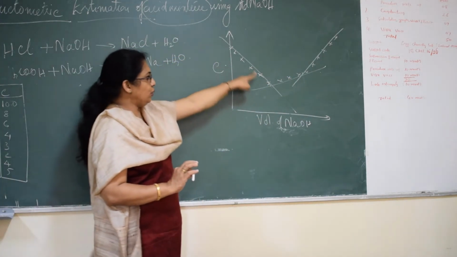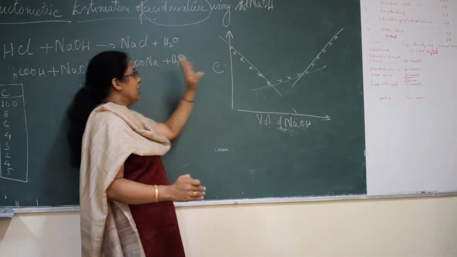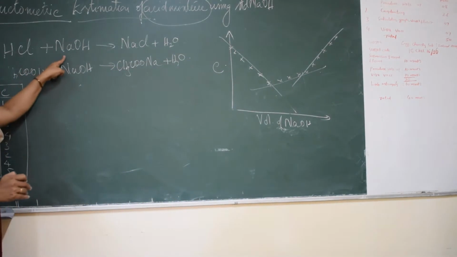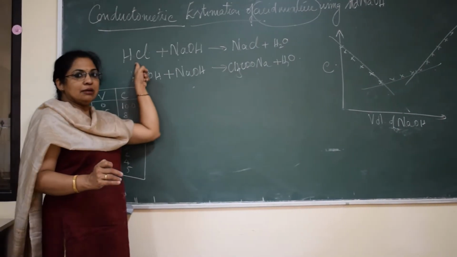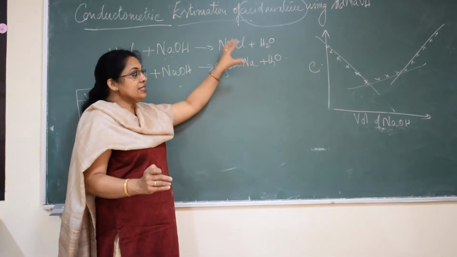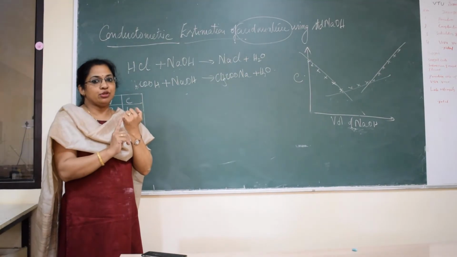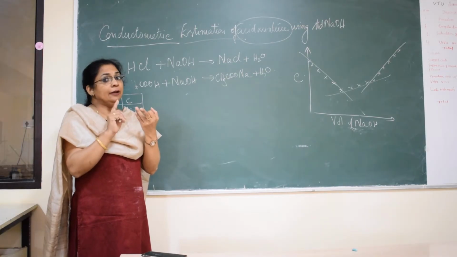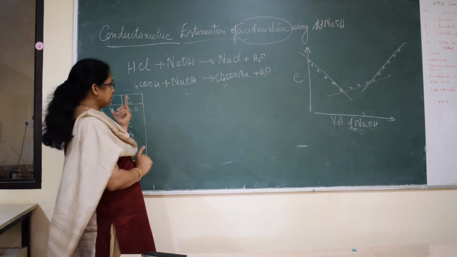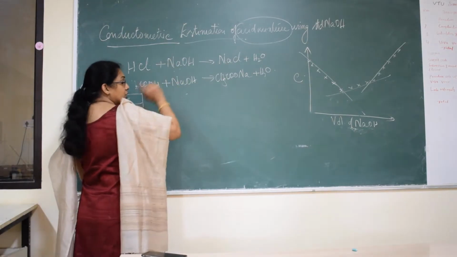Now the first line, what you see, what is happening? Why is the decrease happening? That's because, as I told you, when you add sodium hydroxide, first HCl combines with sodium hydroxide and forms NaCl plus H2O. The conductance changes we can explain on the basis of 3 factors I told: number of ions, mobility of ions, and size of ions, right? So now tell me what is happening in the first reaction.